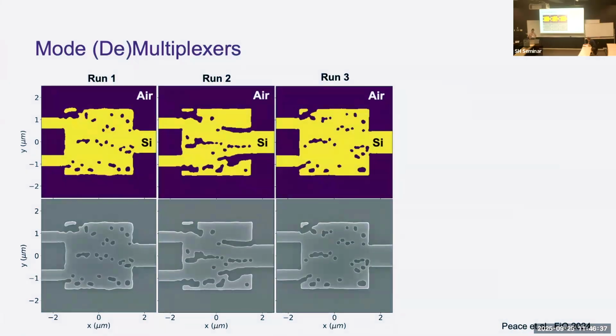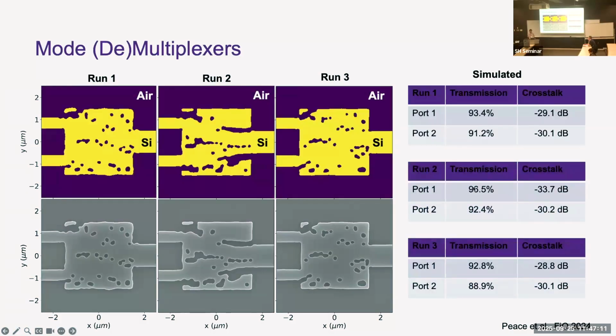We try several experiments, so we run it several times. We just see what solutions come out, because of course it's optimization, right? The solution will not be unique. In this case, we ran the same cost function, the same everything. You run it 3 different times, you get 3 different designs like these ones. And then we fabricate them. So these are actual fabricated devices.